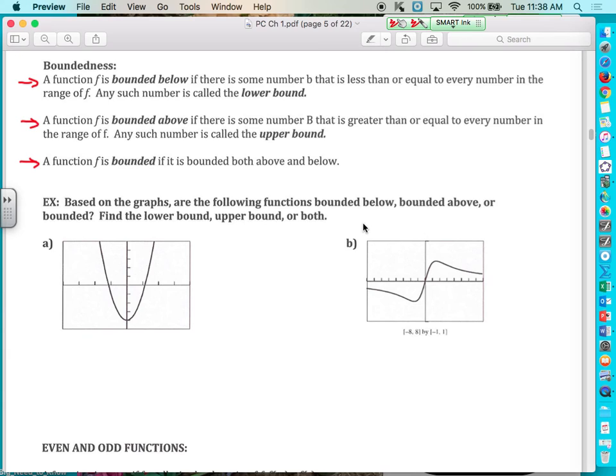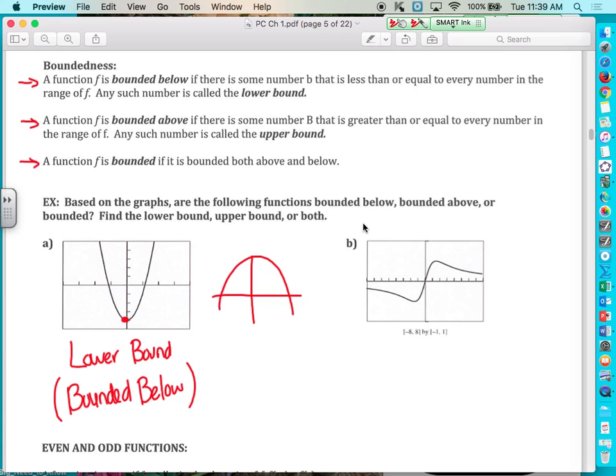If you look at this first graph here, it has a low point here. It's not going to go any lower than that, so it has a lower bound, which means it's bounded below. If I had a parabola that opened downward like this one, it would be bounded above.